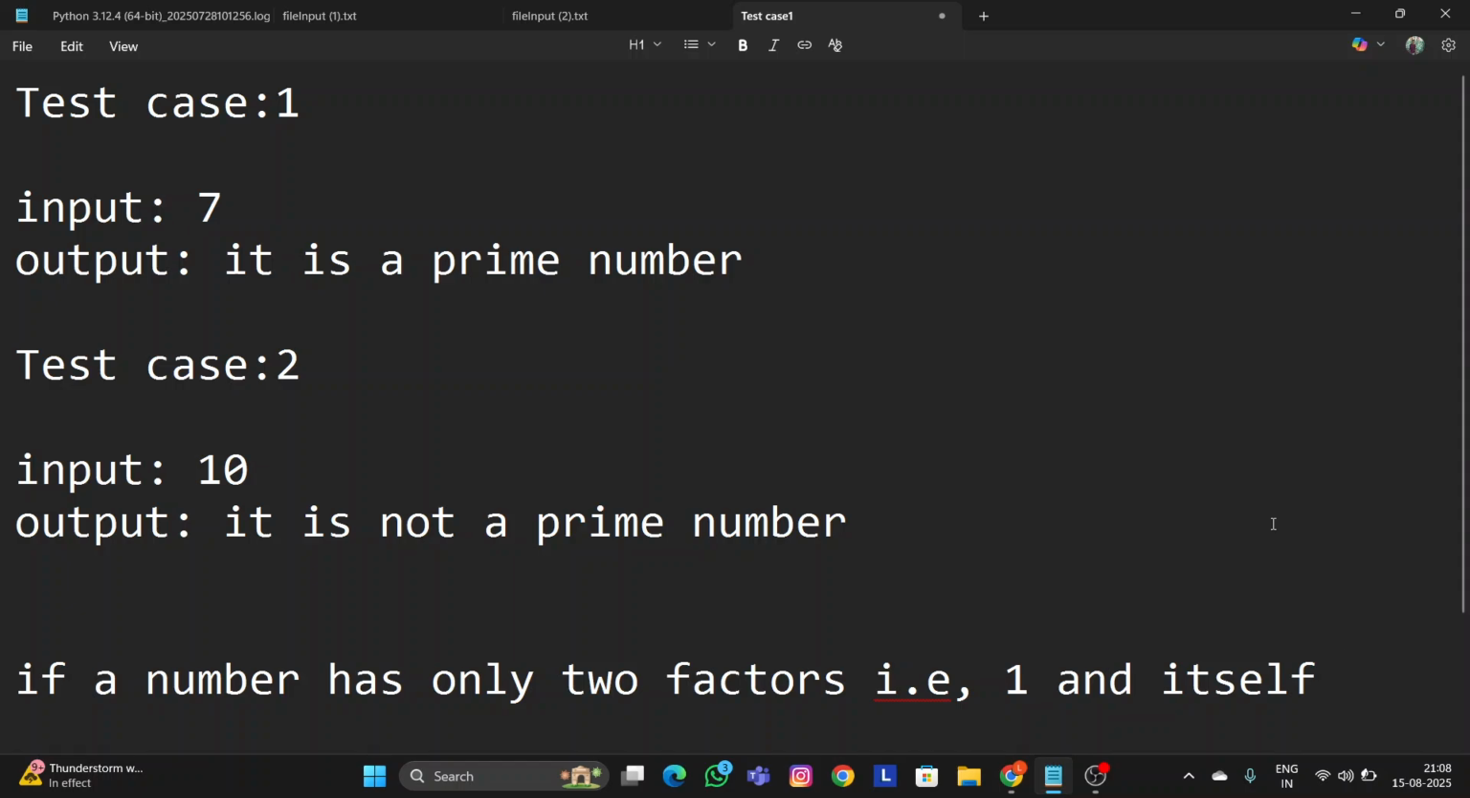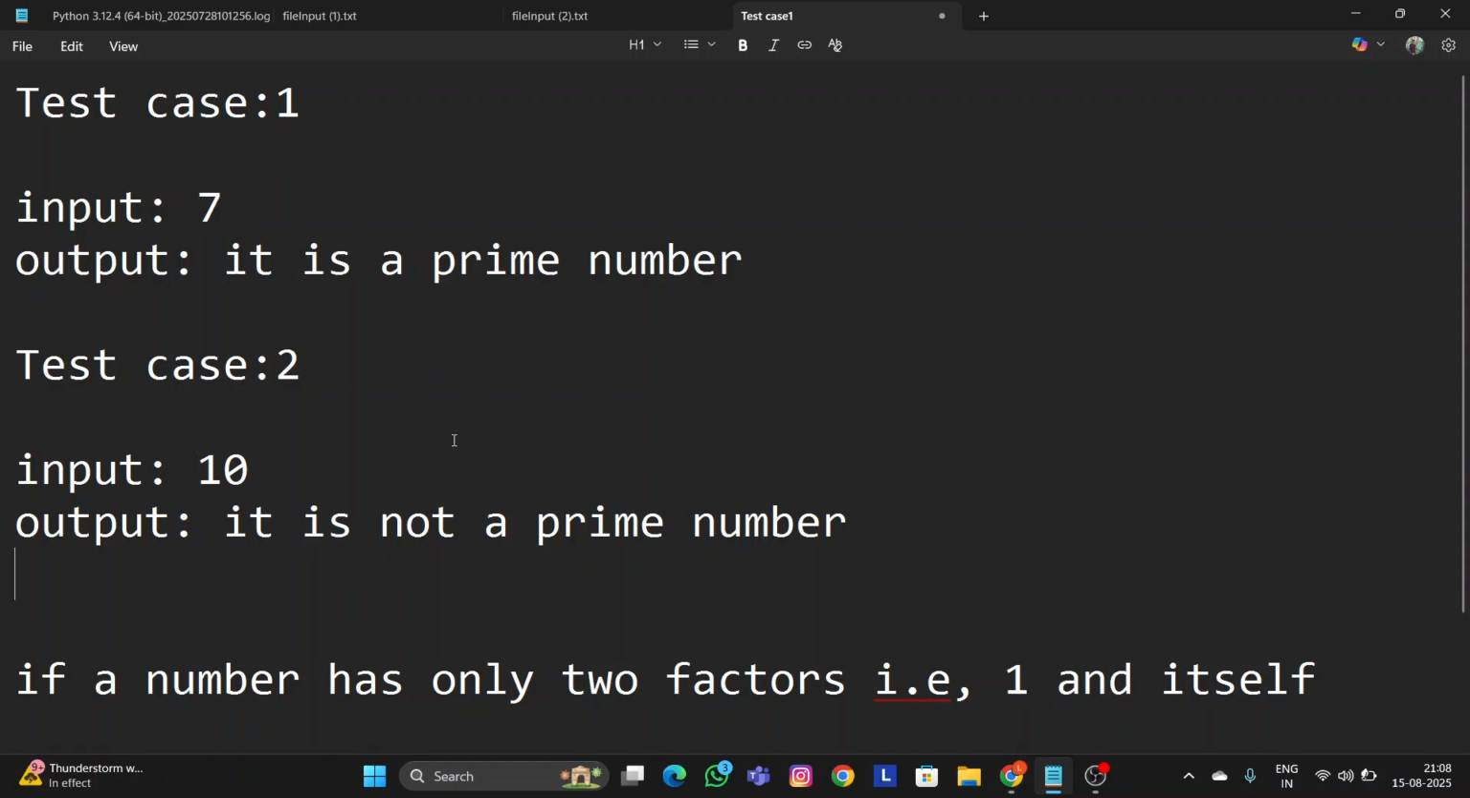So we take another example, 7. 7 is also a prime number. 7 has only two factors, 1 and 7. So we take another example like 10. 10 has four factors, 1, 2, 5 and 10. So 10 is not a prime number.